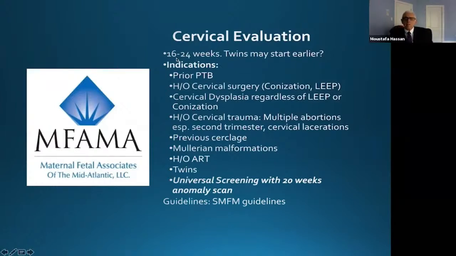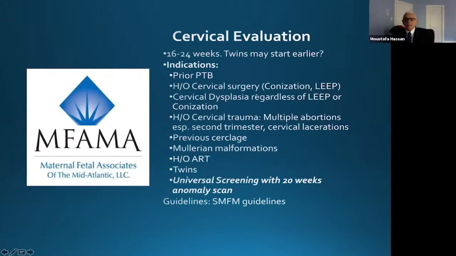It is advisable between 16 and 24%. If you have twins, maybe you can start earlier. Indication, prior preterm birth, absolutely. Anybody with prior preterm birth, you should start to evaluate their cervix by 16 weeks.